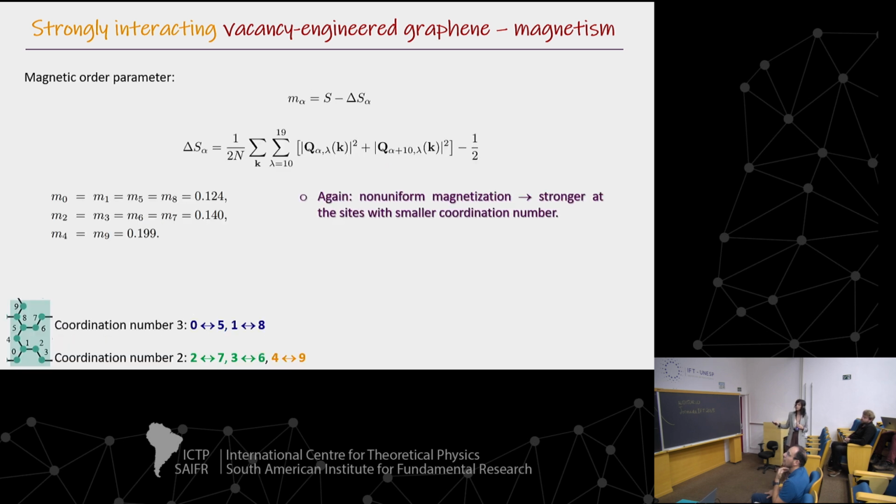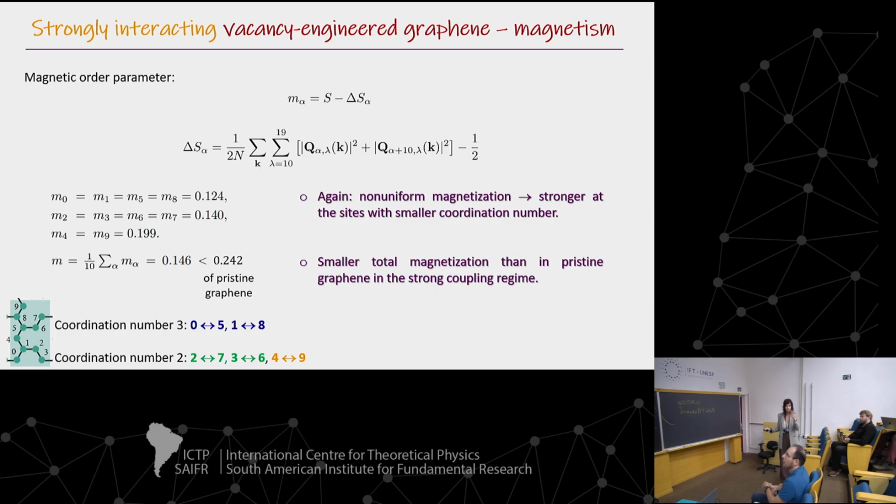And then we set ourselves to compute this magnetization, and we get that the local moments are, again, consistent with the weakly interacting regime: non-uniform, depending on the coordination number. So this is consistent with what we got before in the weakly interacting regime. But then if we take the average in the unit cell, we get some average local moment per unit cell, which is smaller than the one known for pristine graphene. So we get a smaller total magnetization than in pristine graphene.